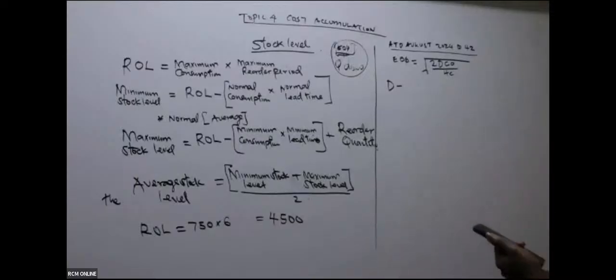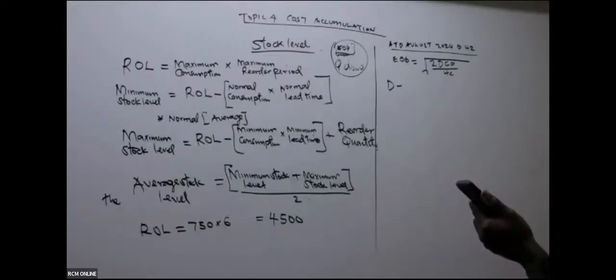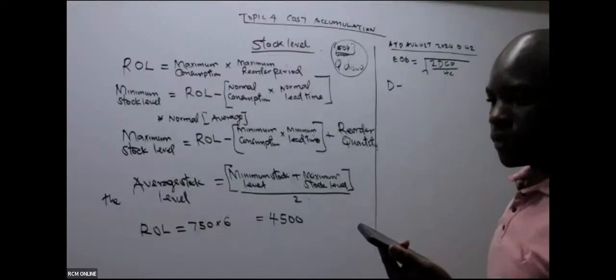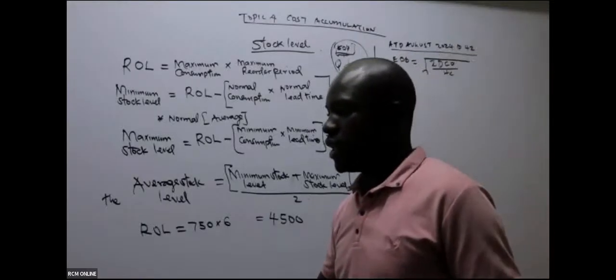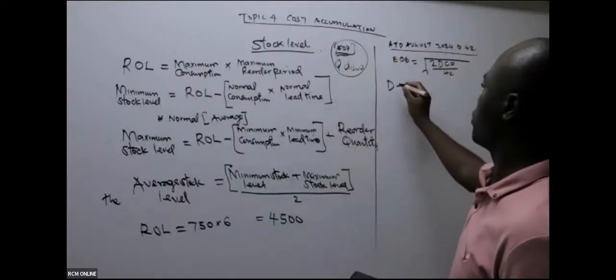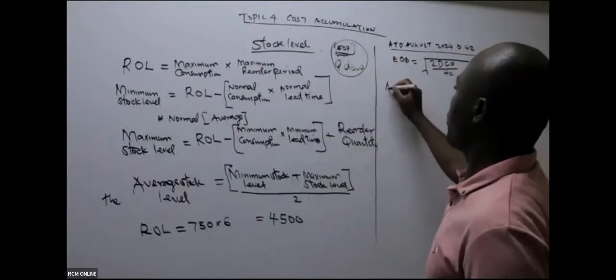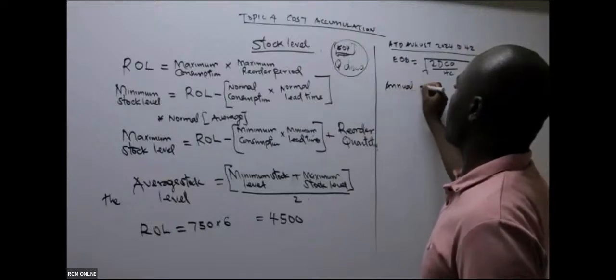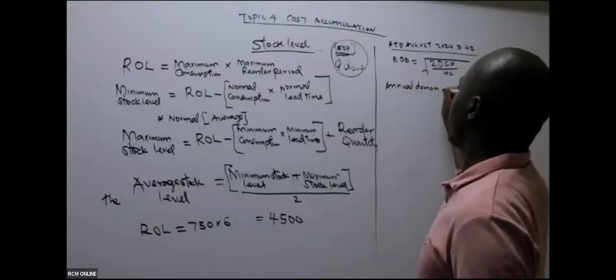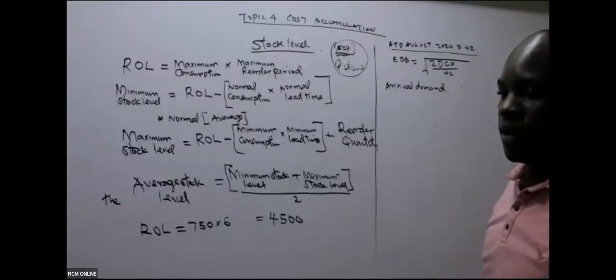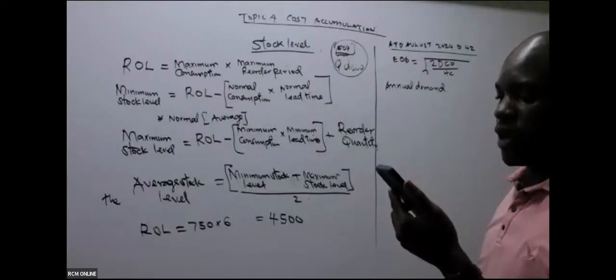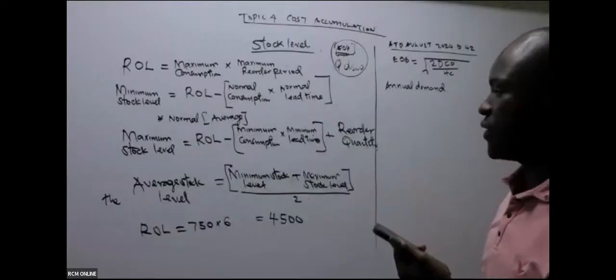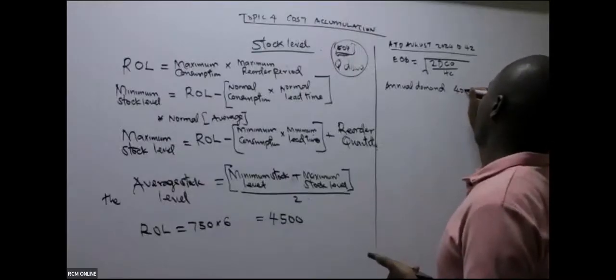What's the demand in this particular question? And not just demand, we are referring to annual demand. So can someone give us annual demand? Demand, 200,000 after every 6 months. So in a year, we'll be having 200,000 times 2 is equivalent to 400,000.